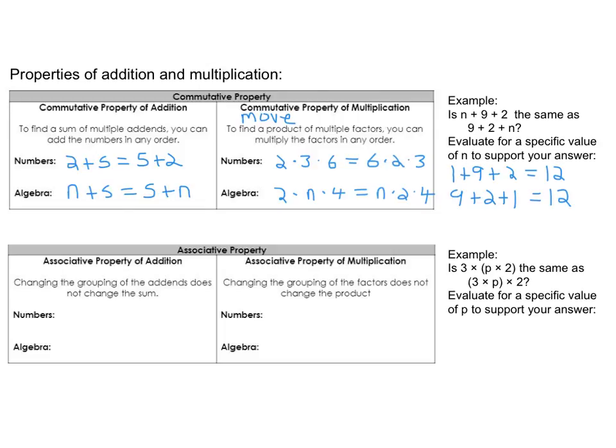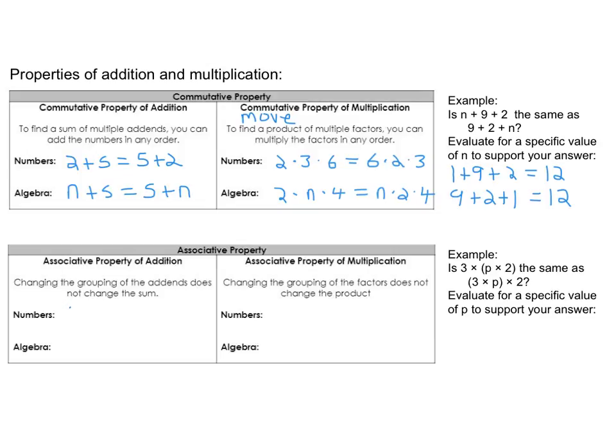All right, let's talk about this next property, the associative property. So the associative property of addition means changing the grouping of the addends does not change the sum. So this is where parentheses play a role. And we're talking about something like this.